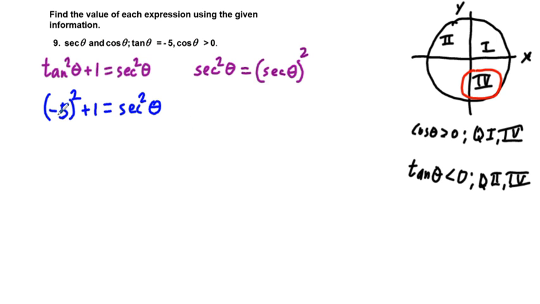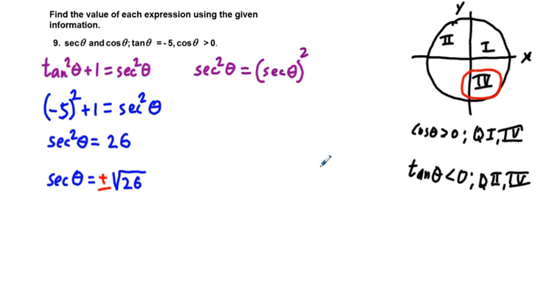Now, -5 squared is going to be 25, plus 1, that's going to be 26. So secant squared theta is going to be equal to 26. And taking the square root of both sides, secant theta is going to be equal to square root of 26. Now, is this a correct answer? Well, yeah, it is, except not complete, because we're solving using square root methods. We're going to have a plus or minus.